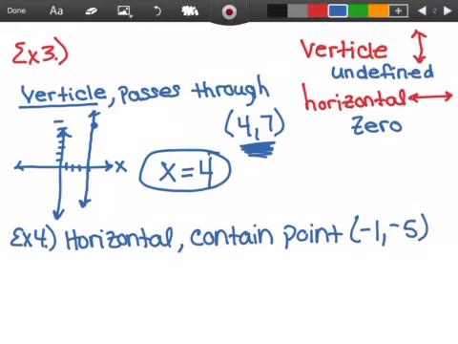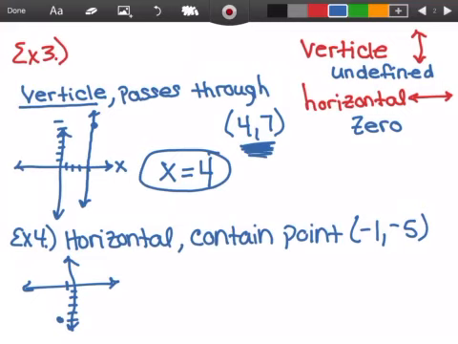Now, contain and passes through is the same thing, so don't freak out by seeing a different wording there. I'm just going to sketch this over here so I can get a visual idea of what I'm looking at here. -1 is to the left, and then down 5: 1, 2, 3, 4, 5.